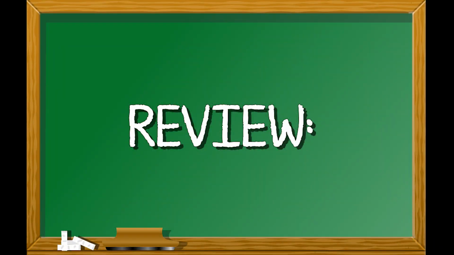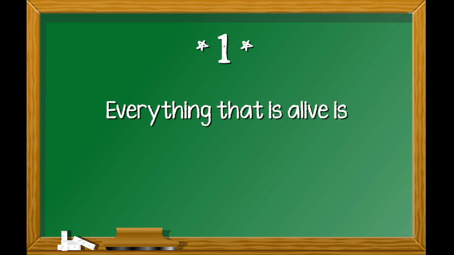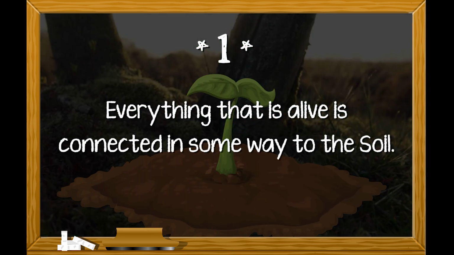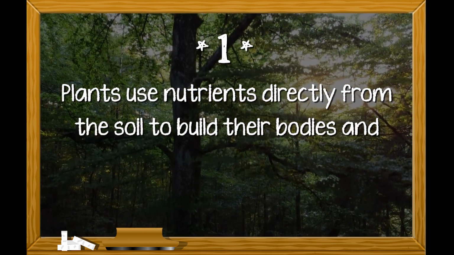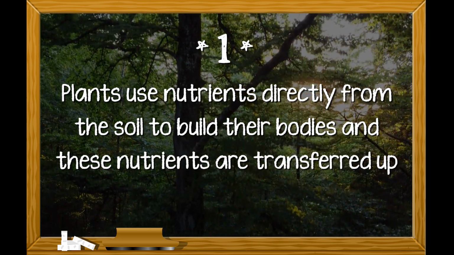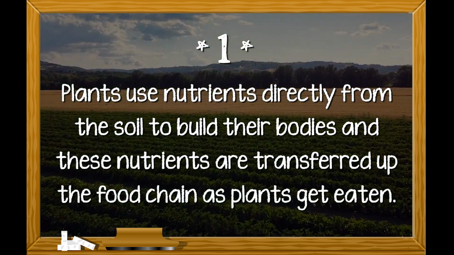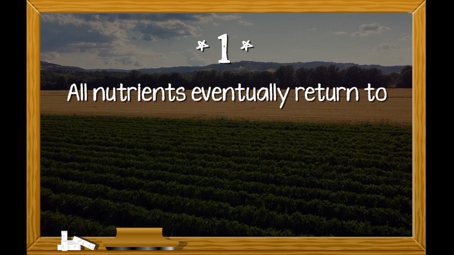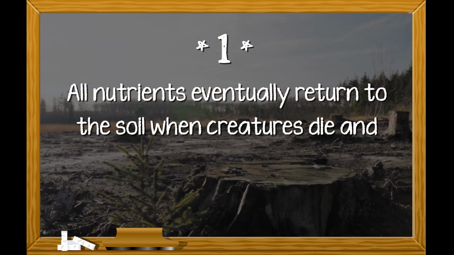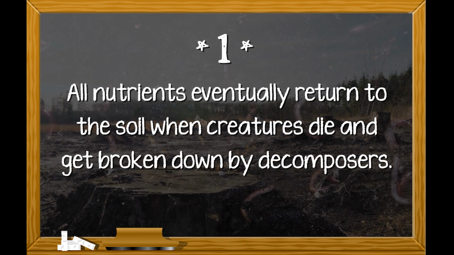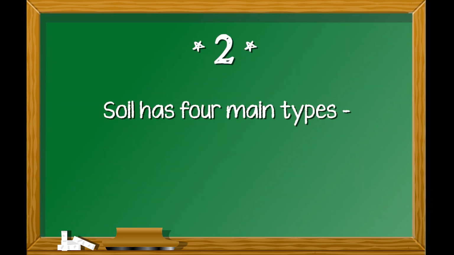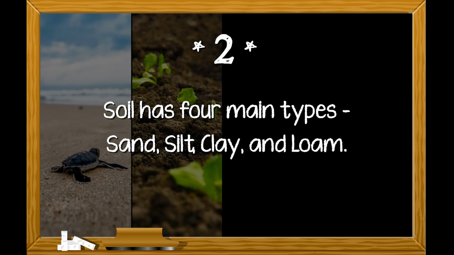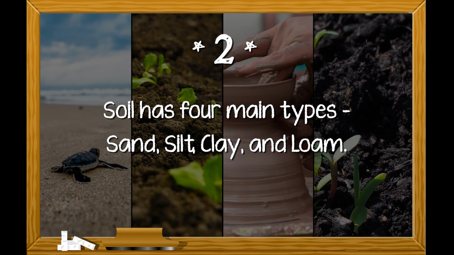So let's review what we've learned. First, everything that is alive is connected in some way to the soil. Plants use nutrients directly from the soil to build their bodies, and these nutrients are transferred up the food chain as plants get eaten. All nutrients eventually return to the soil when creatures die and get broken down by decomposers. We're talking about the nutrient cycle. Second, soil has 4 main types: sand, silt, clay, and loam.